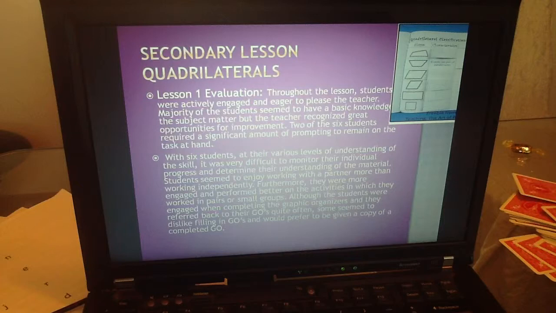Although the students were engaged when completing the graphic organizers and they referred back to their graphic organizers quite often, some students seemed to dislike filling in the graphic organizers and would prefer to be given a copy of a completed graphic organizer to use.